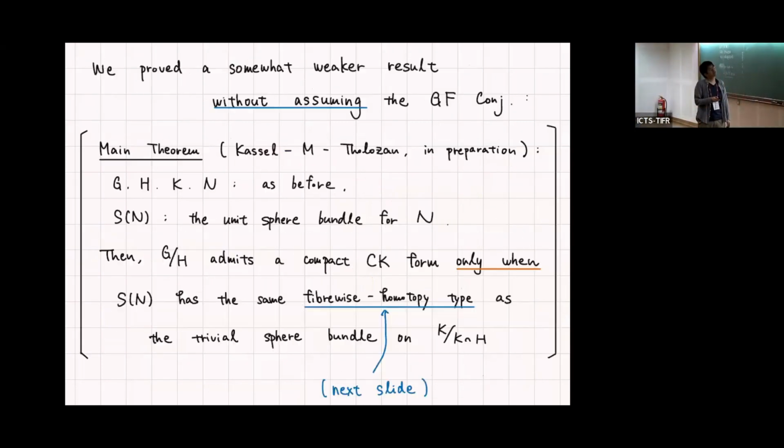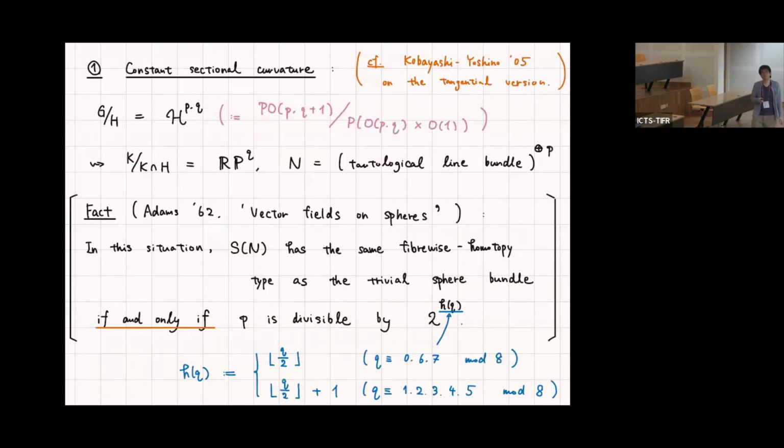Okay, so our main theorem is about the existence of a compact Clifford-Klein form. Our main theorem says that if this Sn does not have the same fiber homotopy type as the trivial bundle, then this G mod H does not have a compact quotient. Okay, this is the statement, and let me give some applications.